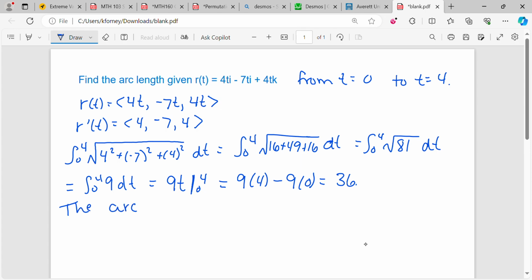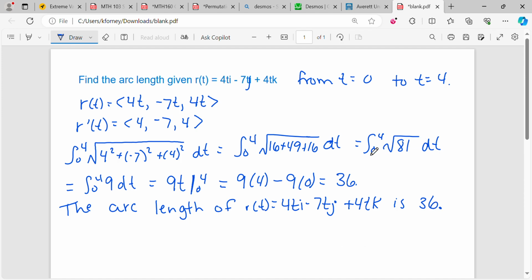The arc length of r(t) equals 4ti minus 7t, that should have been a j here, j plus 4tk is 36. Okay, so that one was more basic.